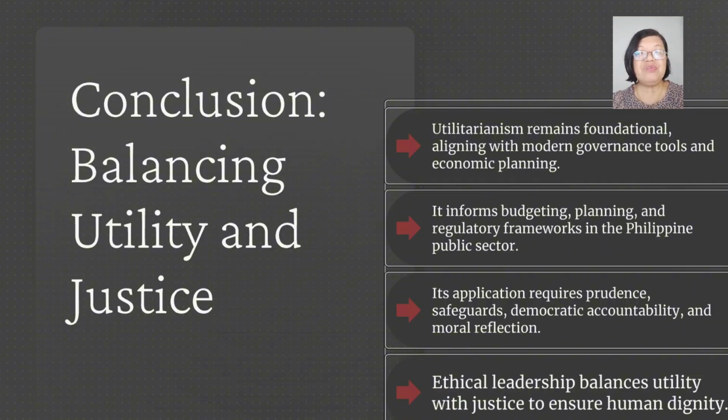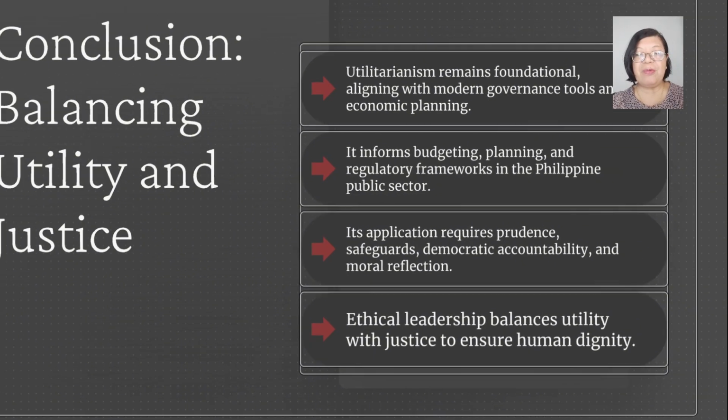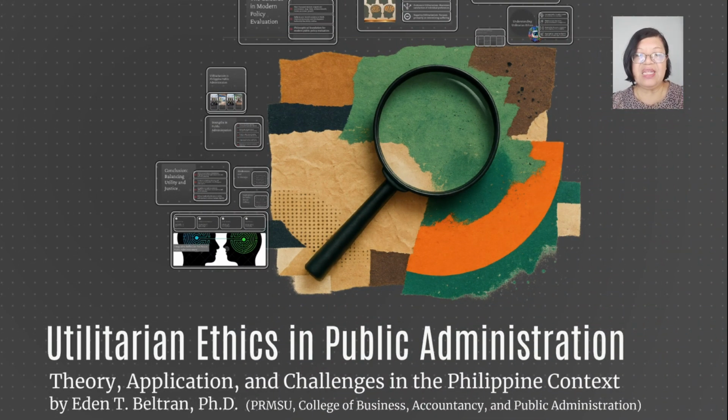However, the application of utilitarianism must require prudence and must safeguard the rights of the minority. There must be democratic accountability and there must be moral reflection so as to prevent the erosion of the moral fabric in the Philippines. In the Philippine public sector, utilitarianism explains much of what the government is doing, budgeting and planning. Bottom line, ethical leadership requires balancing benefit with justice.